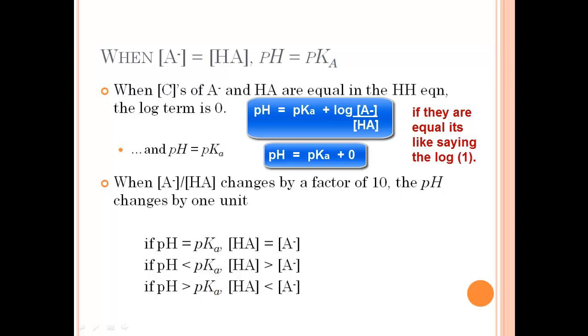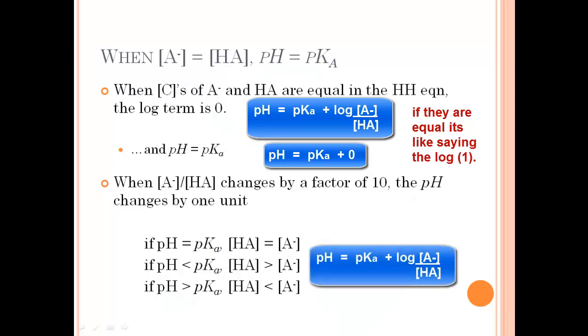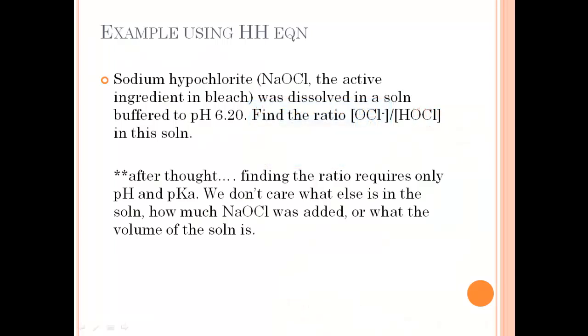Now, another thing to remember is when the ratio of your weak base to your weak acid changes by a factor of 10, the pH changes by a unit of 1. We should know that already, but I just wanted to remind you. Another thing to note is that as the concentration of A minus increases, the pH must go up. And as the concentration of the weak acid increases, the pH must go down. Go through that carefully and make sure you understand that. So let's do a quick problem that deals with the HH equation, or buffers.